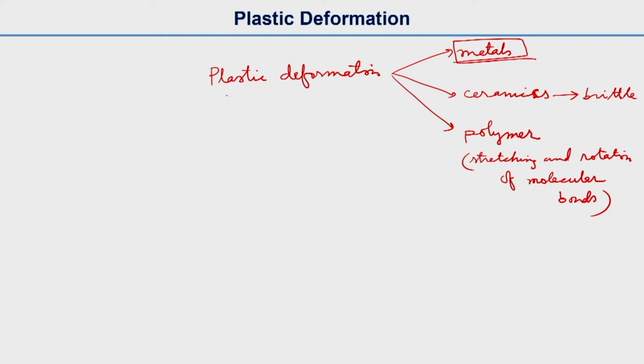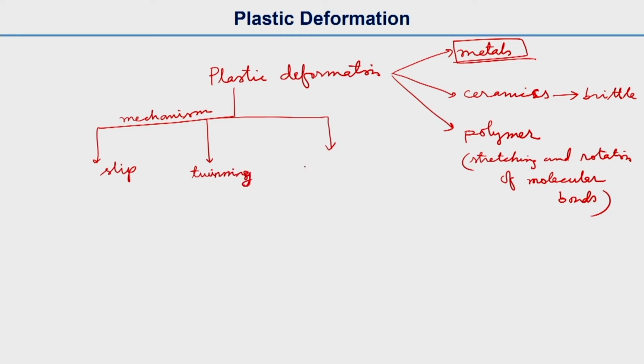If you talk about metals, we can have a classification of the mechanisms. We are talking about the mechanisms of plastic deformation here. The first one is slip, the second one is twinning, and the third one is martensitic transformation.